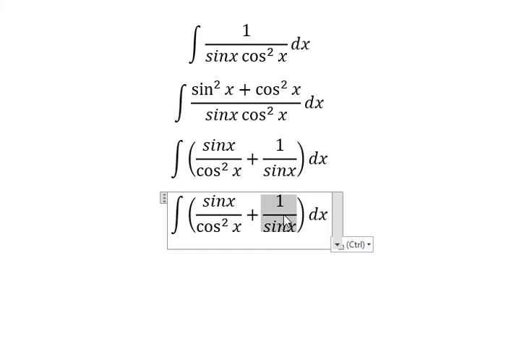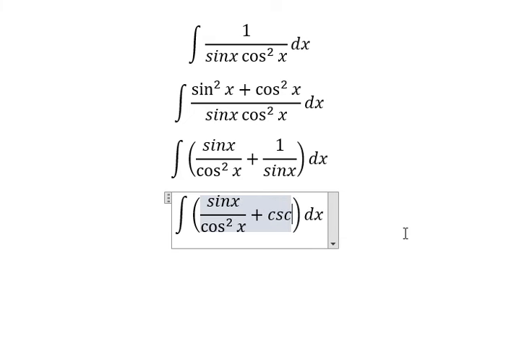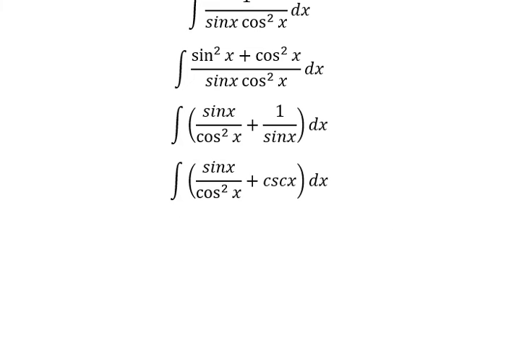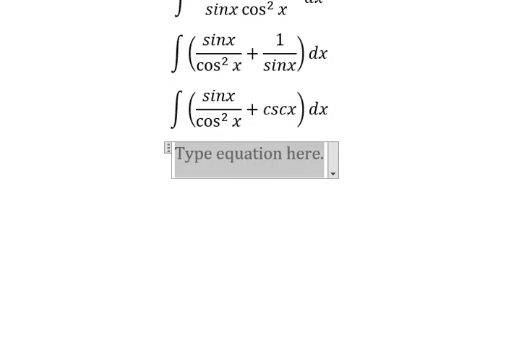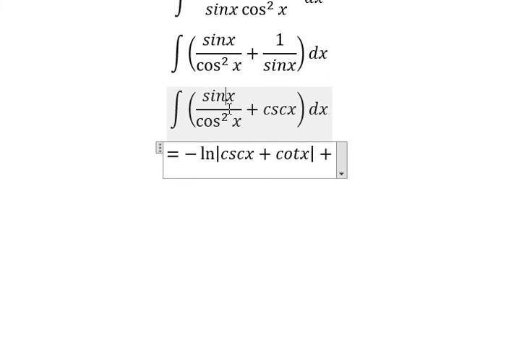1 over sin x, that's about cosecant of x. The integral of cosecant of x, you will get about negative ln of the absolute value of cosecant of x plus cotangent x. And now I will concentrate about this one.